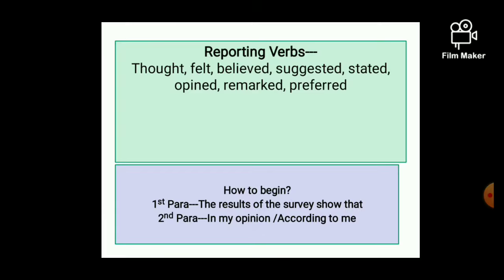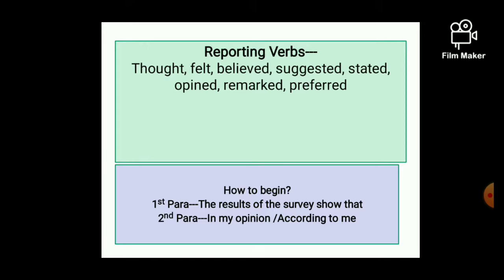Okay, now reporting verbs. You could use words like thought, felt, believed, suggested, stated, opined, remarked, preferred. These are the words that you're going to be using in your vocabulary. You're going to be using it in your pie chart.